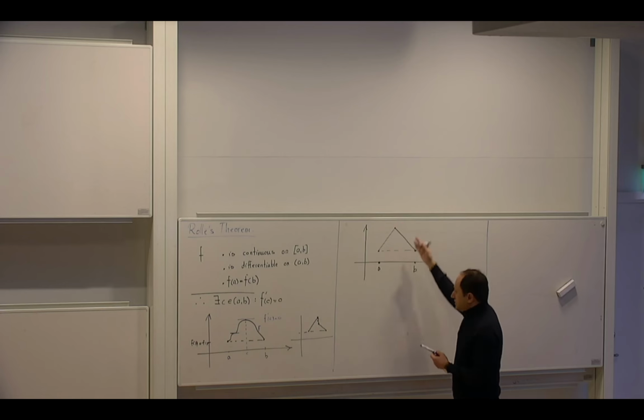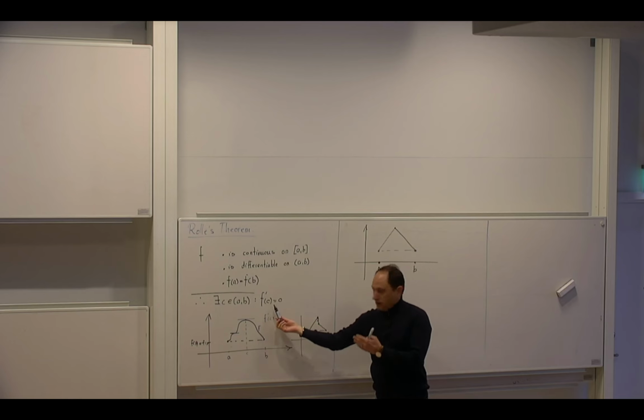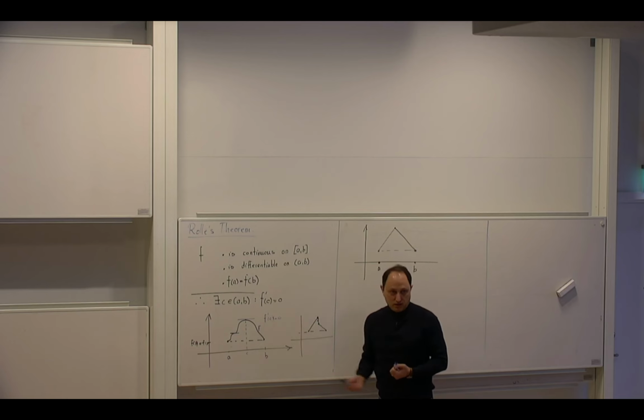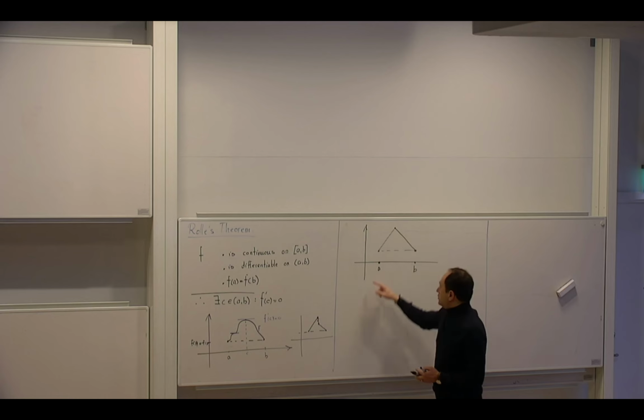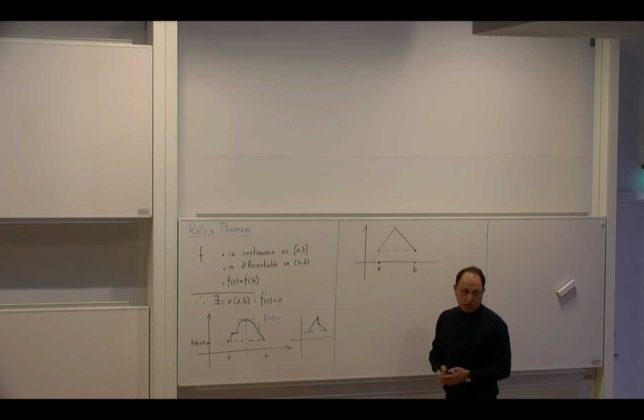And you see immediately that there is no guarantee that such a C exists. So there is no C whose tangent is horizontal. I mean, there is no C between A and B so that the tangent line to the graph is horizontal. Is that understandable? I hope that you agree with me.